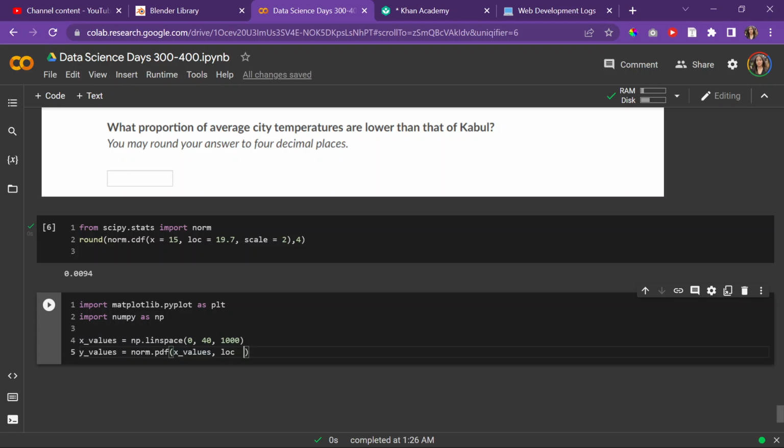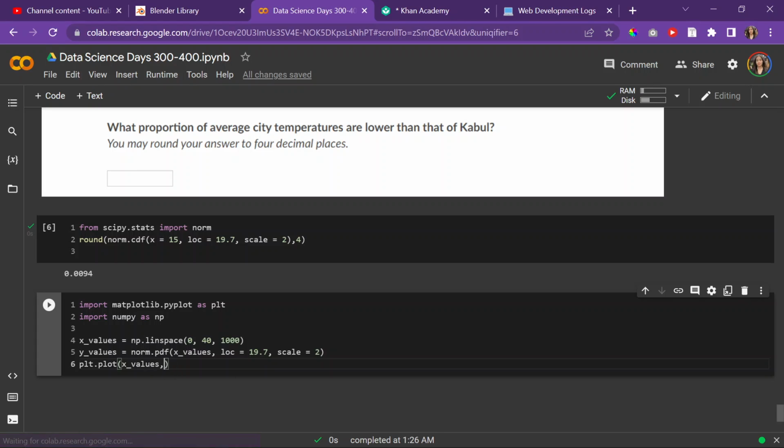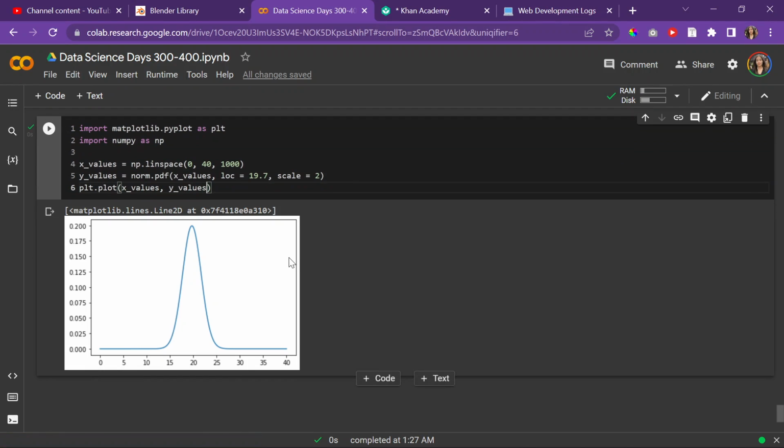And then same thing, I would just have to do loc over here and put in 19.7. And then scale, 2. And then I'll do plt.plot. This is where my graph comes in, and I'll plot the x values and I'll plot the y values. And what I should get is a normally distributed graph. All right, so that's pretty much that.